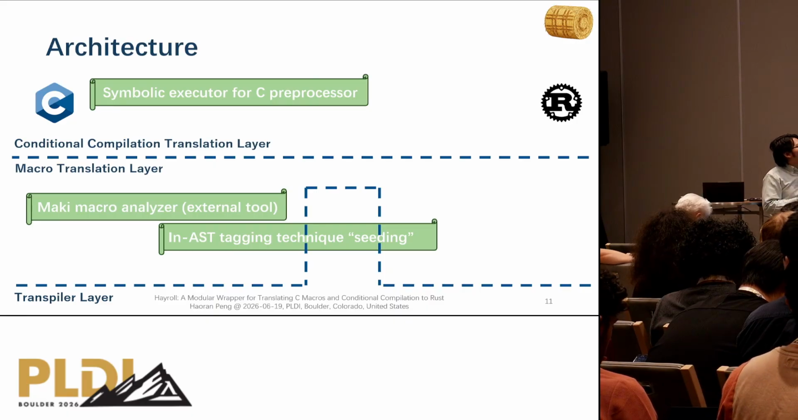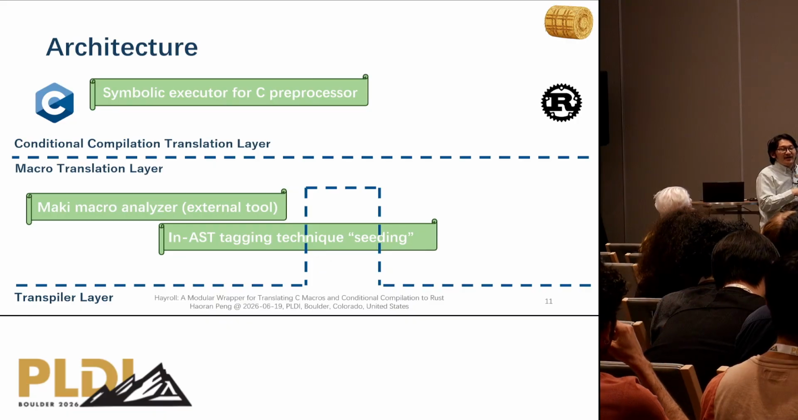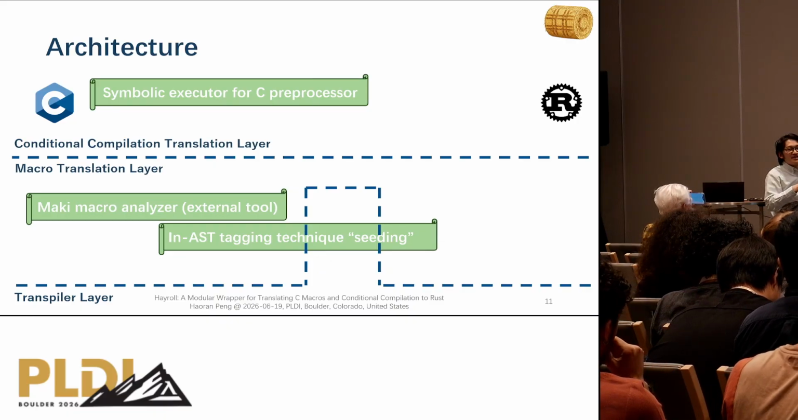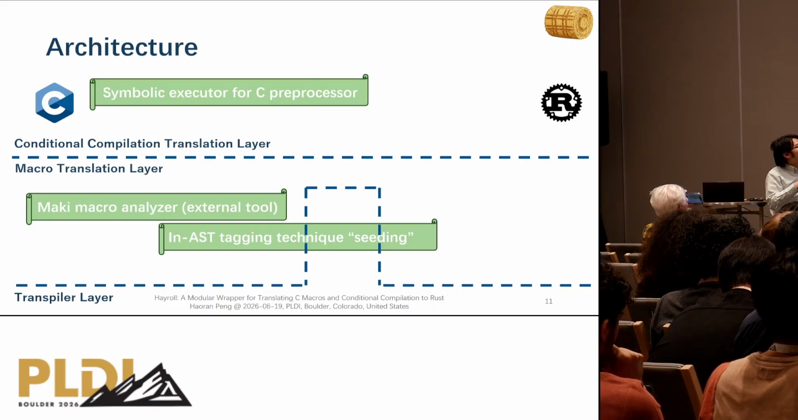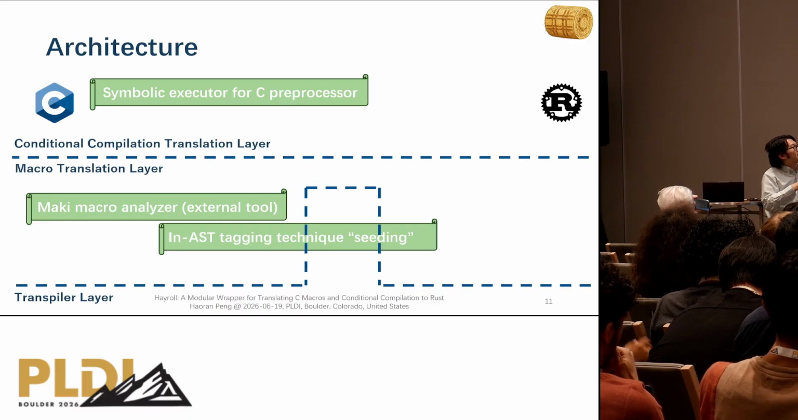Hayroll architecture. Hayroll is divided into 3 layers: the conditional compilation translation layer, the macro translation layer, and the transpiler layer. Each layer handles one of these important challenges and then passes the task down to an underlying layer for another different challenge. Let's start from the conditional compilation translation layer.